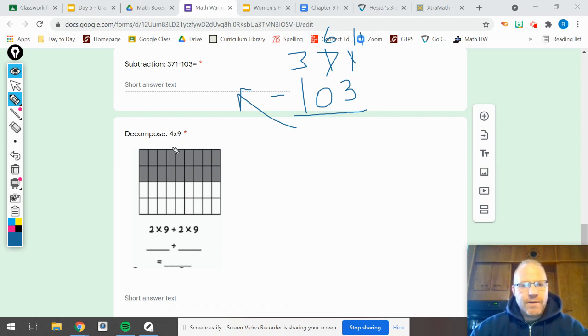Next, when we decompose 4 times 9, we can decompose it by showing 2 times 9 twice. So we have 2 times 9 is 18. 2 times 9 is 18. And 18 plus 18 is 36. So our answer is 36.